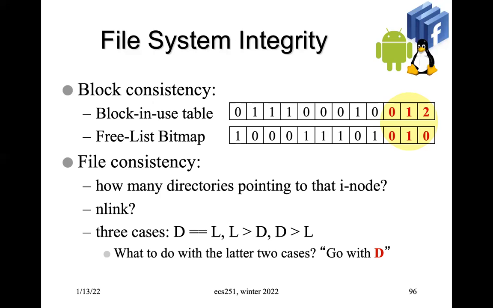If this block is actually not in use, if it's free, then there should be none of the pointers, should be 0. So ideally, the value in the block in use table should be just 0 and 1. Okay. However, there are cases, which I will explain, where you might have 2, 0.